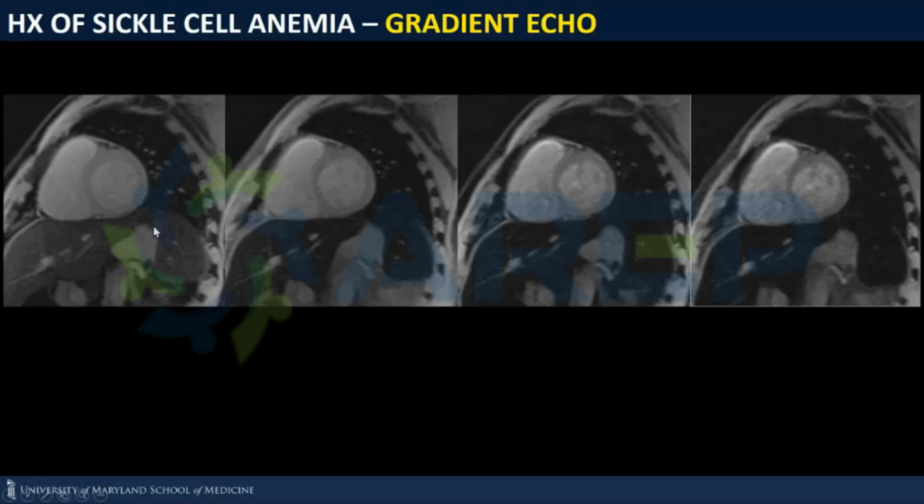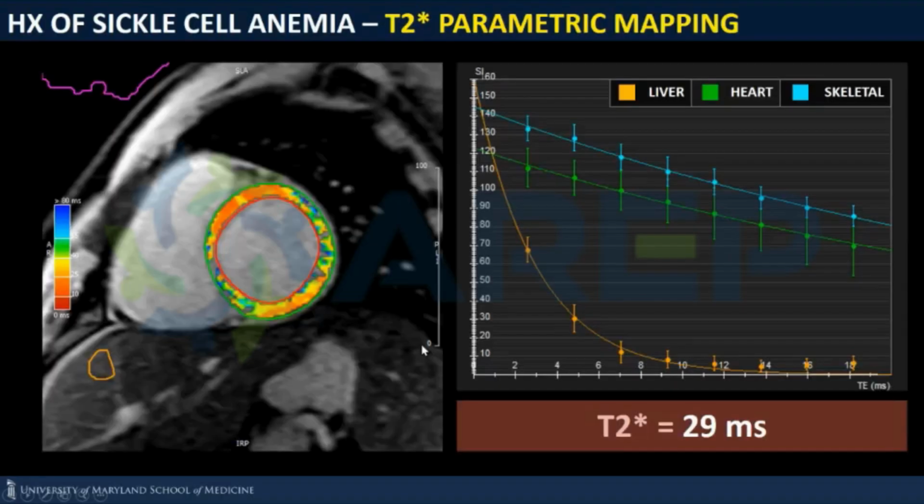But when we look at the heart, we can see that the signal does not really change. So even visually, this gives us strong confirmation that there certainly is evidence of iron deposition, but there's no clear evidence of cardiac involvement. So in this particular case, there is no evidence of significant cardiac hemosiderosis.